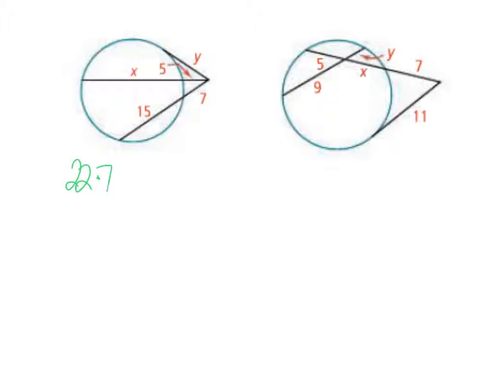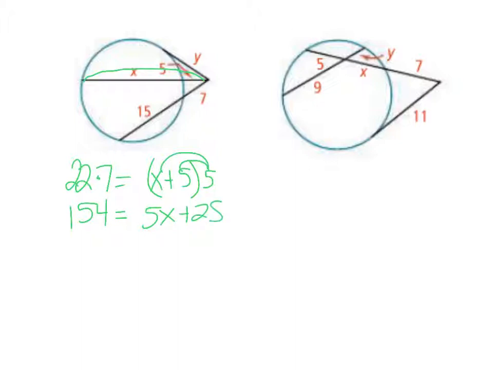22 times 7 equals, now let's do it with that segment that the x is on. The entire segment is the x plus the 5, and the exterior part of that is just 5. Okay, so this should look familiar. We've done this a bunch of times. You're going to distribute here. Go ahead and multiply your 22 times your 7. And that's going to get me 154 equals 5x plus 25.